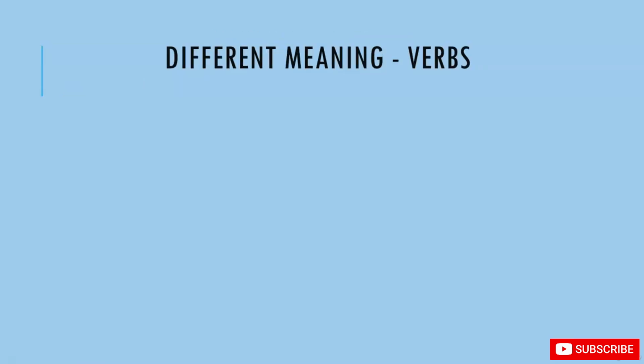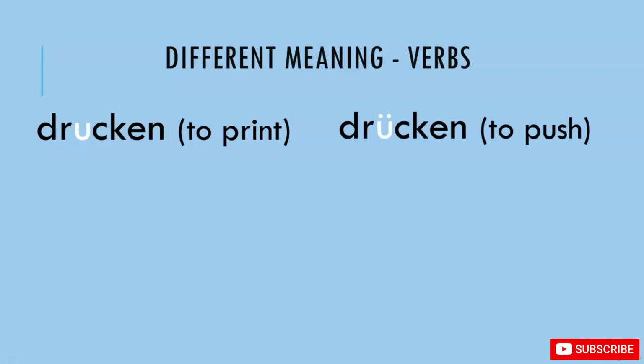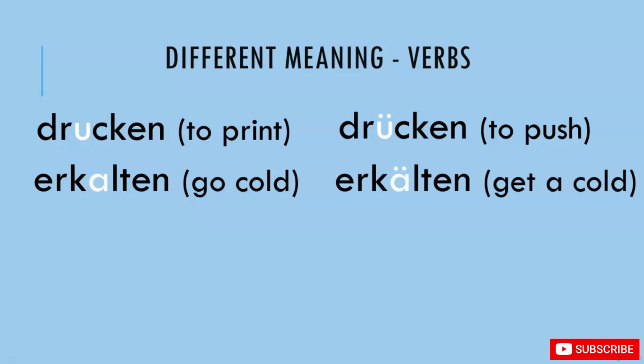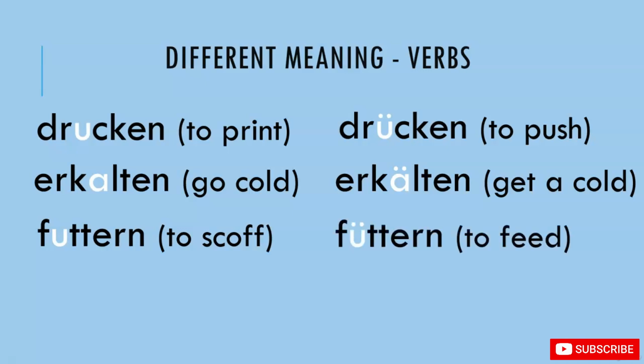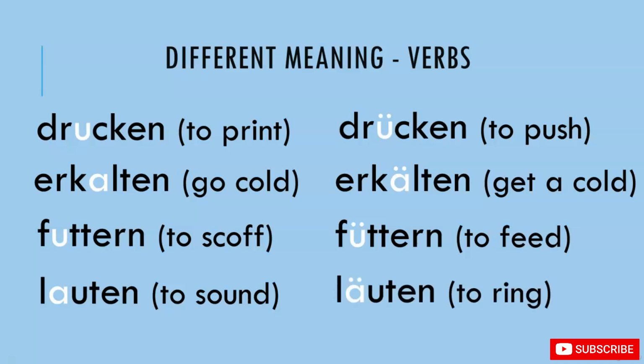Some verbs that change the meaning with the umlaut. Drucken, to print. Drücken, to push. Erkalten is when you let something go cold. Erkälten is when you catch a cold. Futtern, to scoff, when you're eating not very dignified. Füttern, to feed. Lauten, to sound. Läuten, to ring.